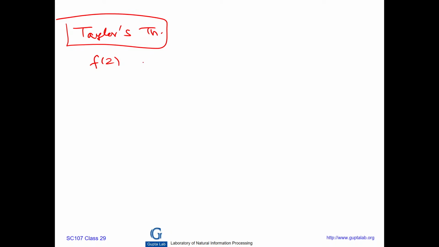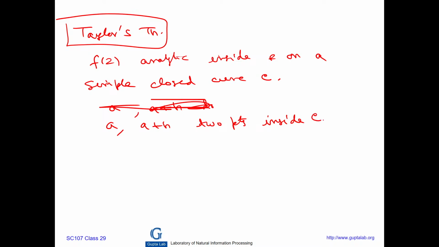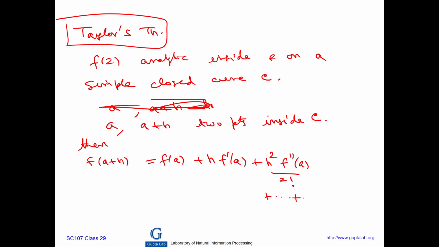Let f of z be analytic inside and on a simple closed curve C. Now suppose a and a plus h are two points inside C. Then Taylor series says that f of a plus h is equal to f of a plus h times f dash of a plus h square times f double dash of a divided by factorial 2, and so on, h raised to power n divided by factorial n, the nth derivative at a, and so on.